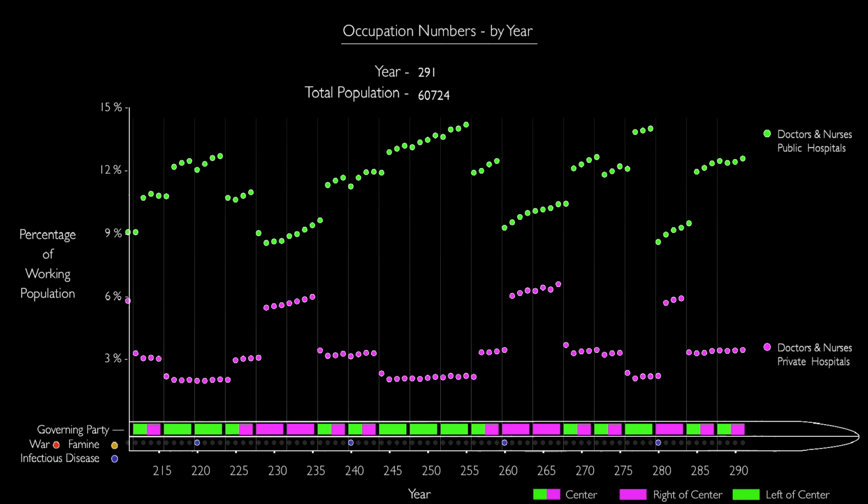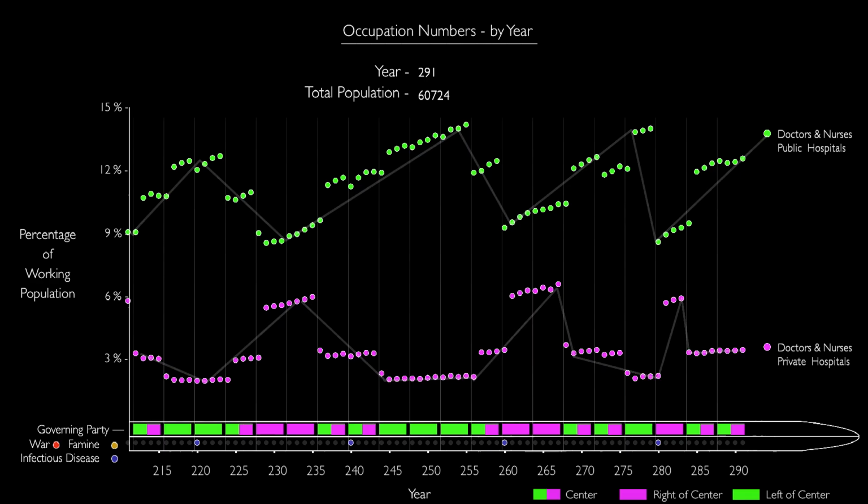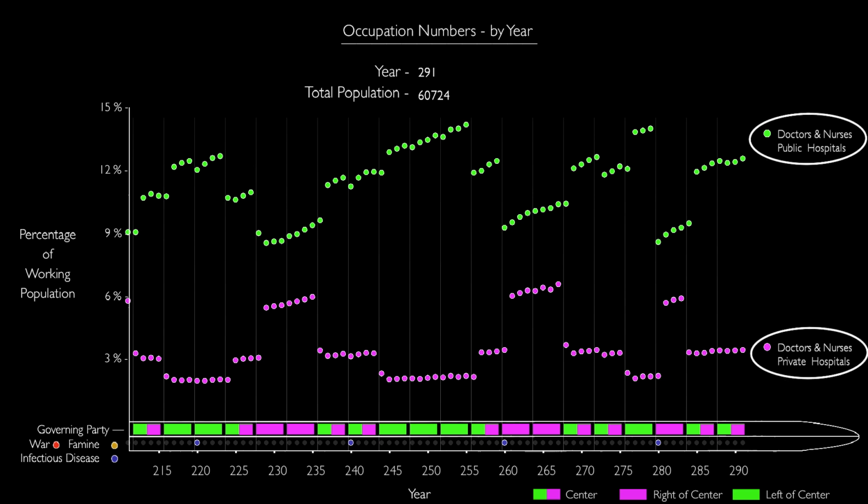So this will allow us to see the fluctuating numbers of employed humans in specific occupations throughout the course of the first century of the modern era, and how the funding and policies of each particular governing party affects these occupation numbers. So let's first of all look at the numbers related to caregivers, starting with the number of doctors and nurses who are working in public and private hospitals, as we see here.